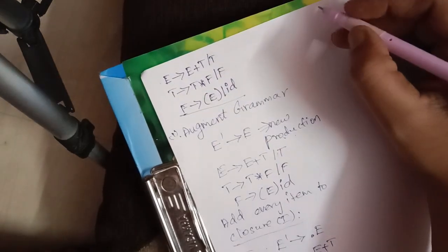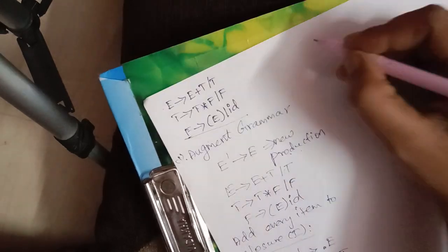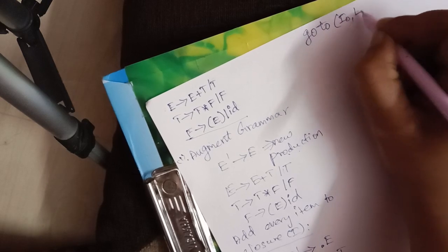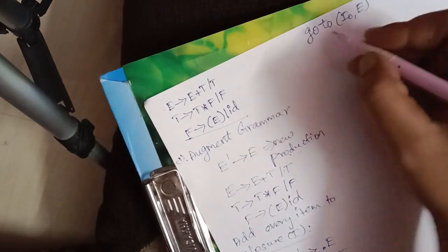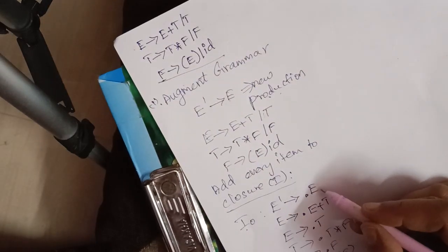Now what we can do, initially I can say goto of I0 comma E. So initially you have to see in the right hand side where E is.